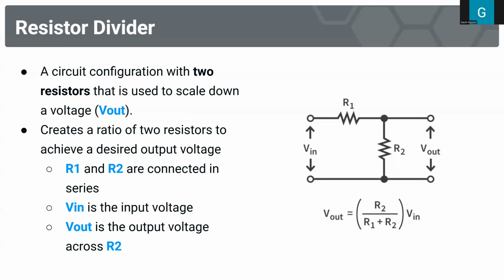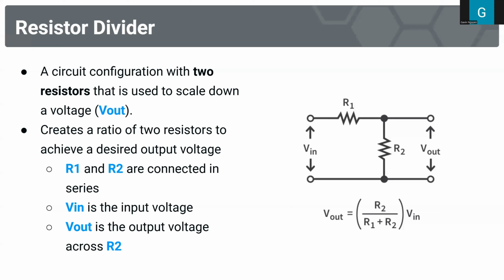So a resistor divider is a circuit configuration with two resistors. And the reason why we put it in this configuration is we want to scale a voltage down to another voltage, V out, which is smaller. So the resistor divider creates a ratio of two resistors to achieve a desired output voltage. And the values of R1 and R2 are connected in series, where V in is the input voltage and V out is the output voltage across R2.